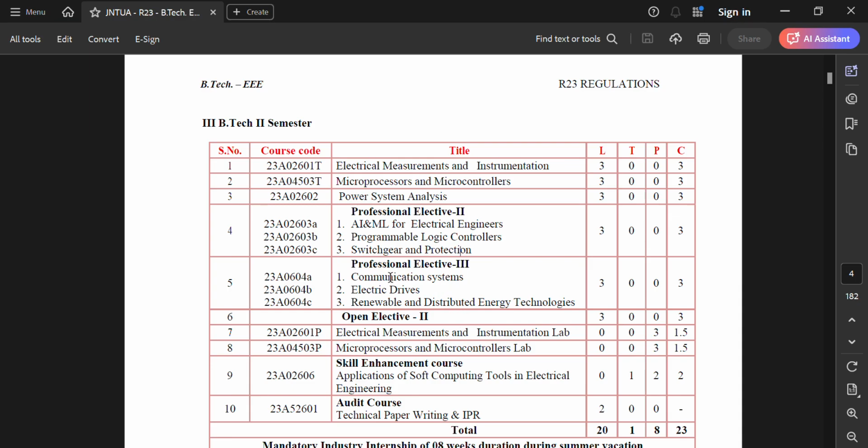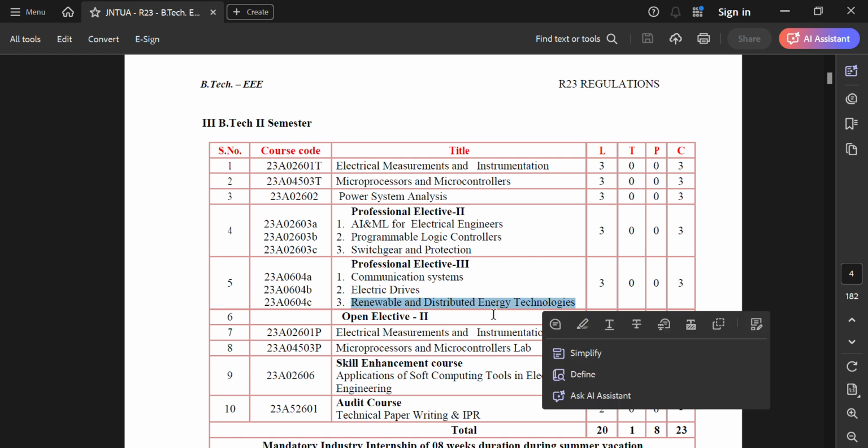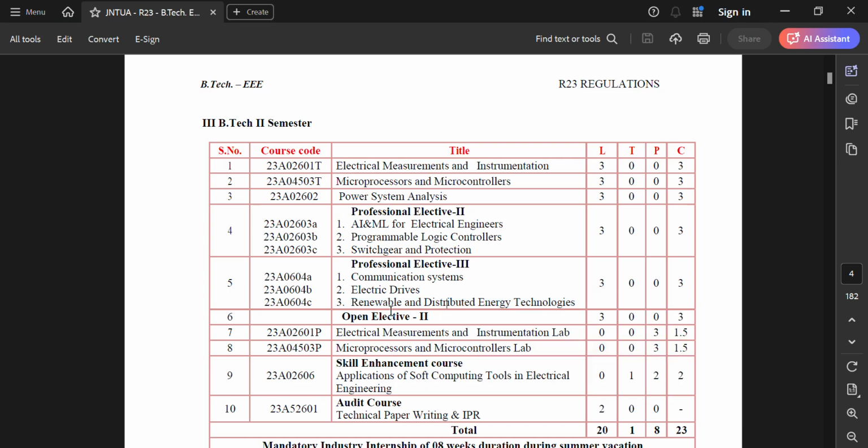Next, another professional elective 3: communication systems, electrical drives, renewable and distributed energy technologies. Nowadays, solar power is renewable energy. How different types of renewable energies and distributed energies work, those we will study in this subject.